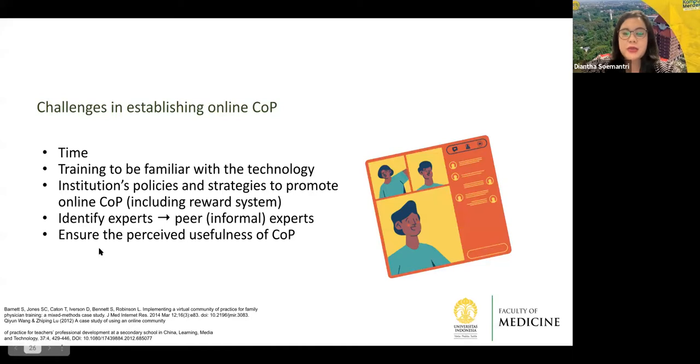And the last challenge would be ensuring the perceived usefulness of COP. As with everything, when we don't find something useful, we're not really motivated to work on it. So when we ask a group of people to develop COP, we have to ensure that they believe and they feel the use of COP in order for them to be motivated and contribute to the COP.